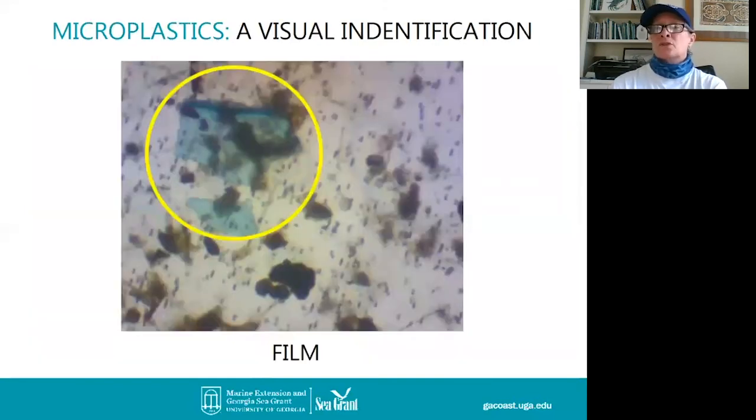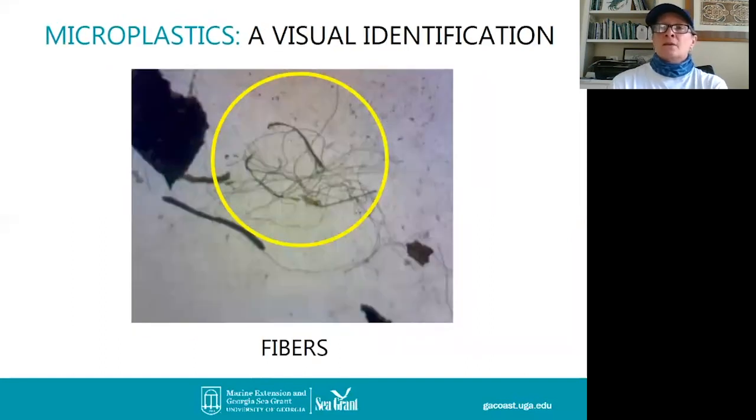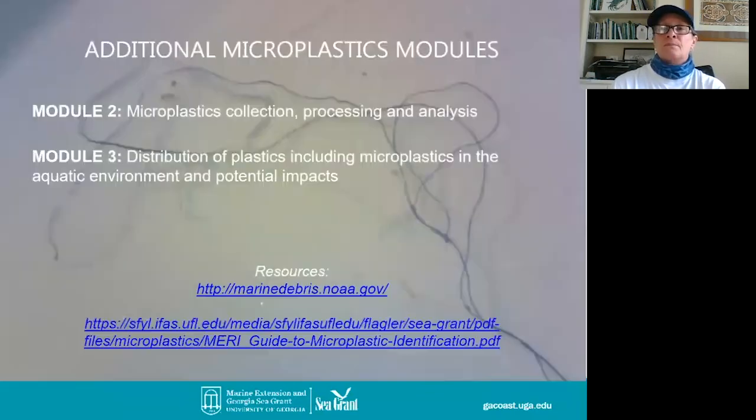In this image, there appears to be a piece of green film on the filter from our sample, and some films may be from the degradation of plastic bags over time. This image shows a number of fibers in the water. In an upcoming module on microplastics, I'll be providing a demonstration on how to collect and process these samples.